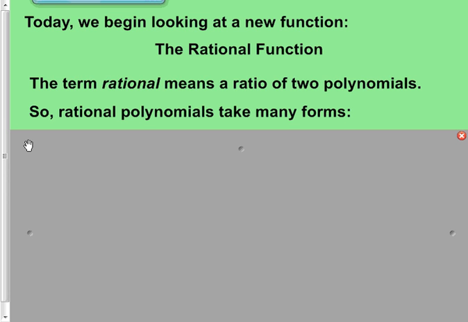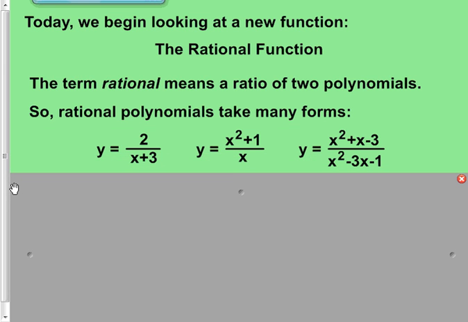Just to give you a little bit of a visual on what that means, we may be seeing equations that we're going to be graphing that may look something like these. So scribble those down.